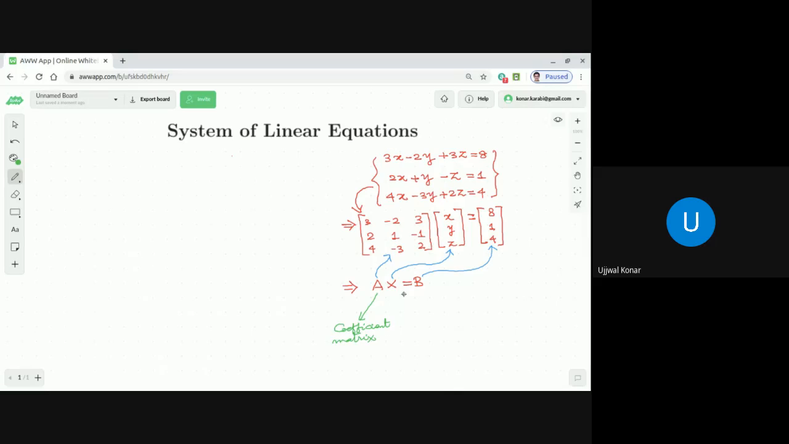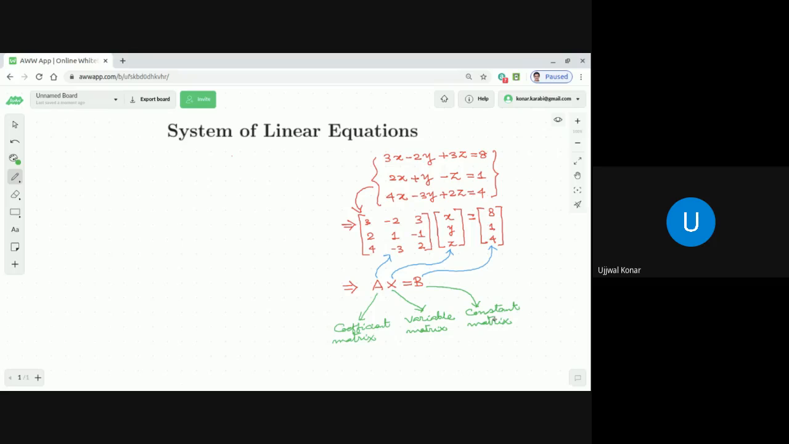The matrix X is known as the variable matrix. Why is it called a variable matrix? Because it contains the variables x, y, z. And what is our target, dear students? Our target is to find the value of x, y, z. And what is the matrix B called, dear students? The matrix B is known as the constant matrix.